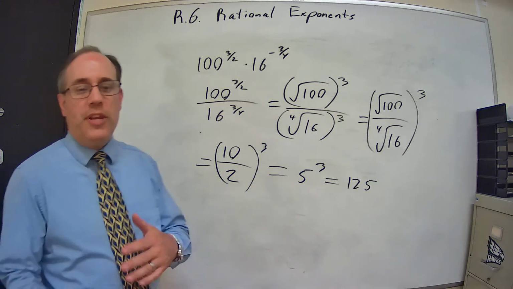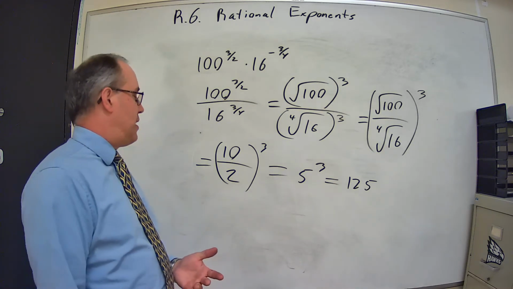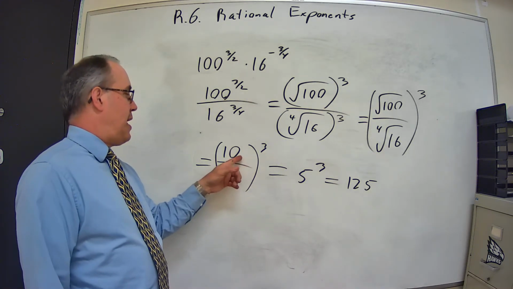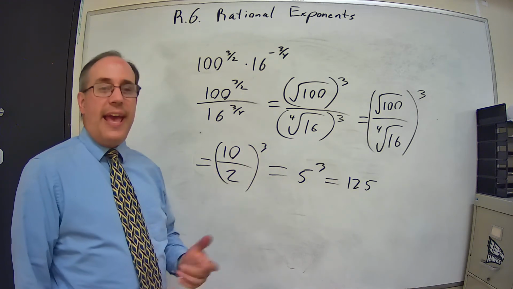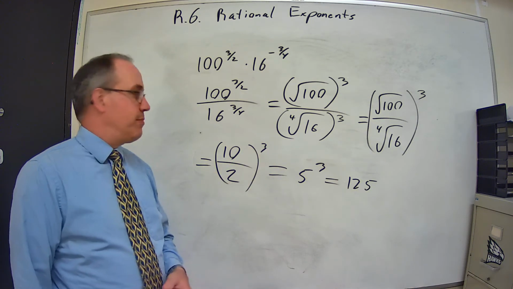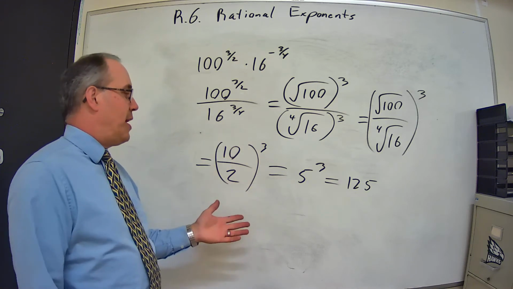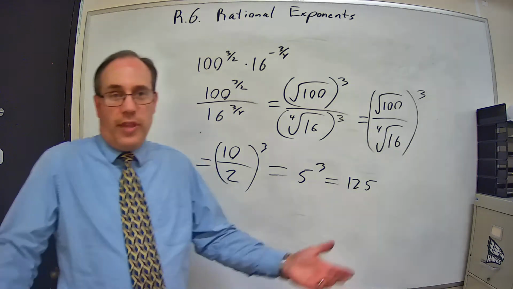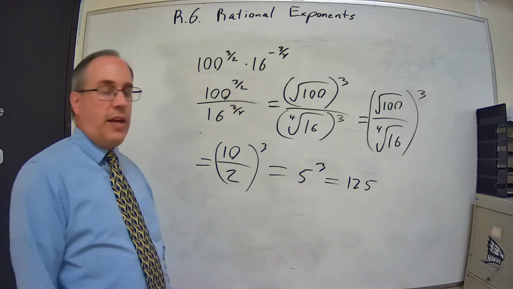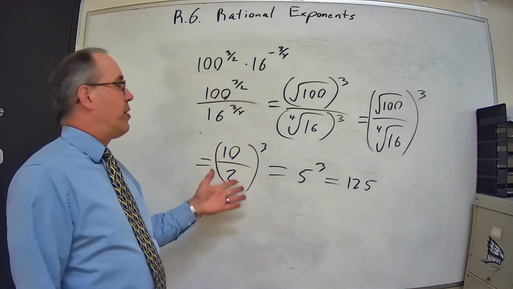But note how many different roots I could have taken to get here. Look at this. I could have taken that as 10 cubed is 1,000. 2 cubed is 8. So we got 1,000 divided by 8 is 125. I happen to know that 125 times 8 is 1,000. So we could have done that.